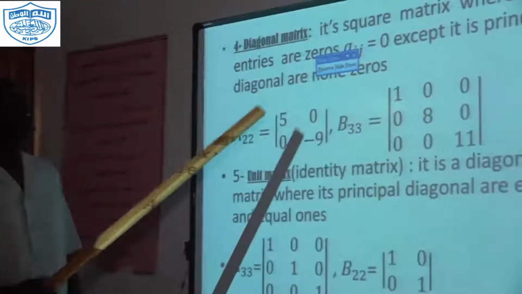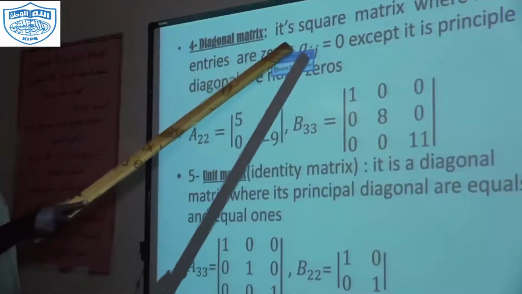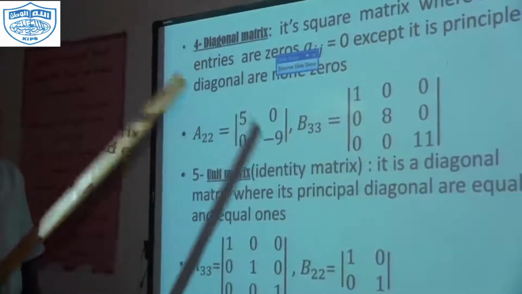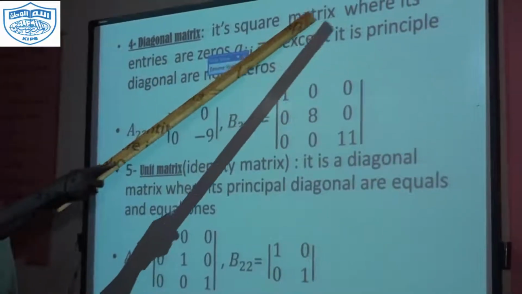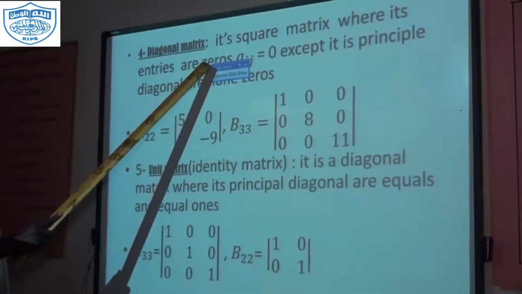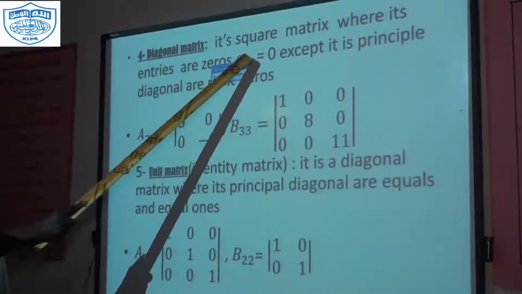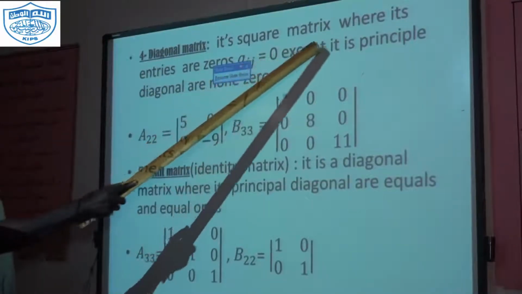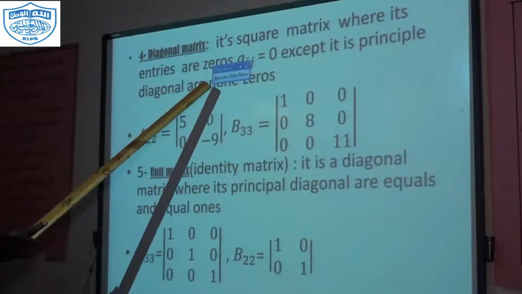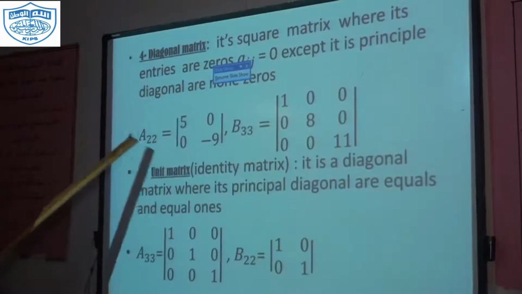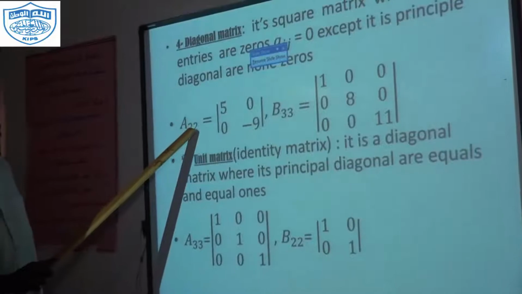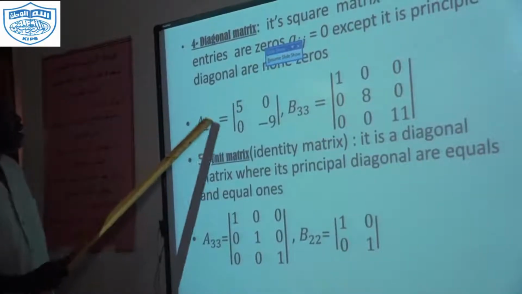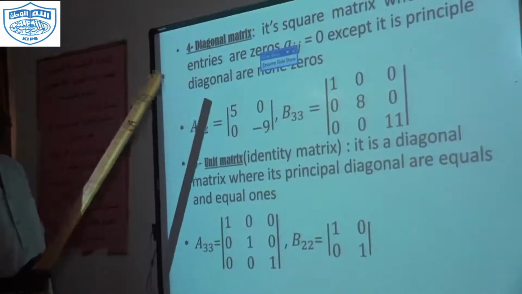Diagonal matrix. A diagonal matrix is a square matrix where all the entries are 0 except the principal diagonal entries, which are non-zero. For example, a 2 by 2 matrix has 2 rows and 2 columns, and all the entries are 0 except the principal diagonal.